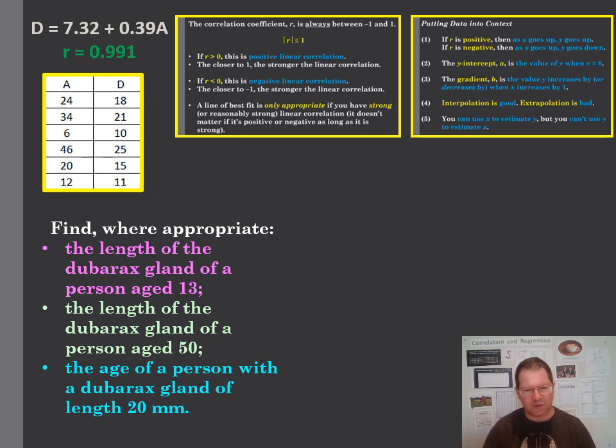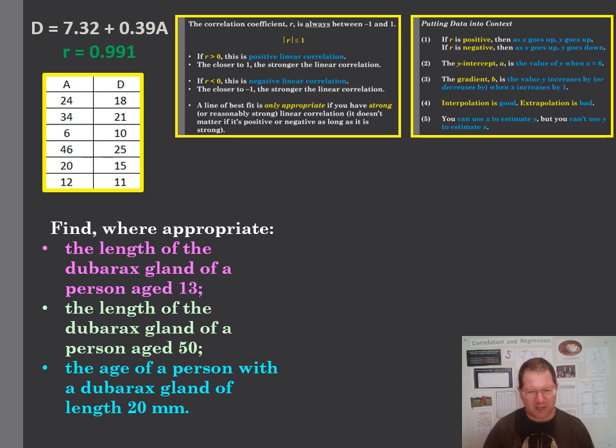Secondly, the length of the Dubrex gland of a person aged 50. Well, I've just said that the oldest person was 46 and therefore 50 years old, that would be extrapolation because we're now going outside of our data range. Okay, so although we could work it out, I'm not going to because it says find where appropriate, and it would not be appropriate to do that.